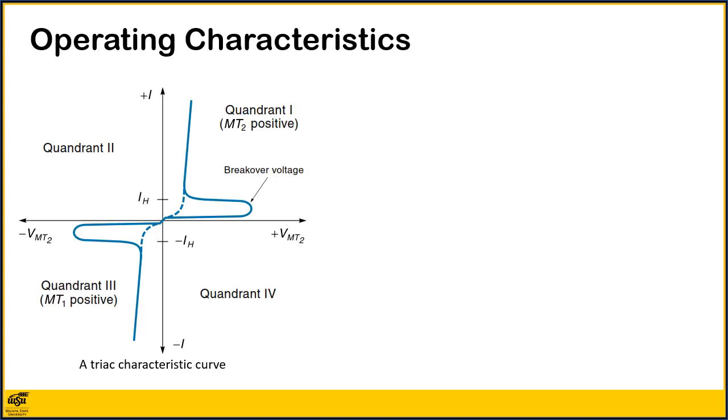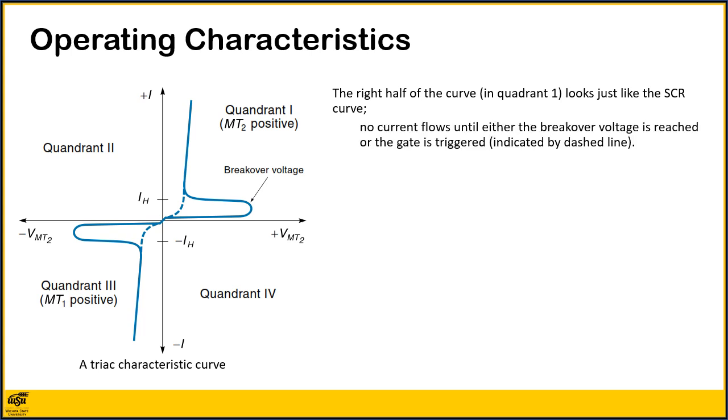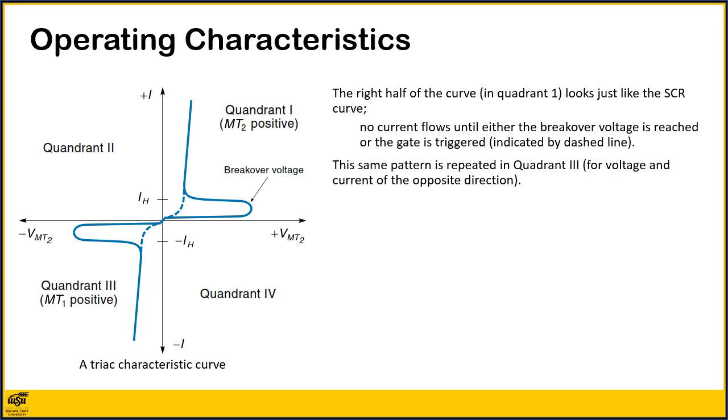The operating characteristics of the TRIAC are best explained using the characteristic curve shown. Notice that the right half of the curve in quadrant 1 looks like that of the SCR curve. No current flows until either the breakover voltage is reached or the gate is triggered, indicated by the dashed line. The same pattern is repeated in quadrant 3 for voltage and current in the opposite direction.